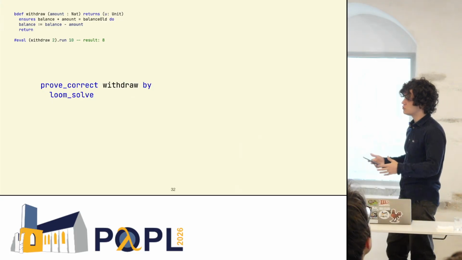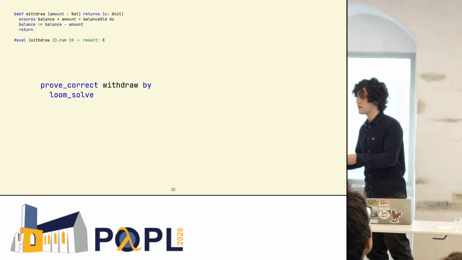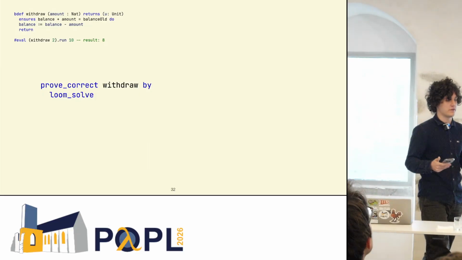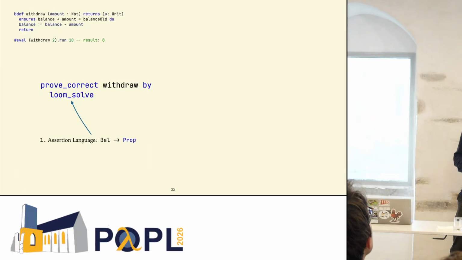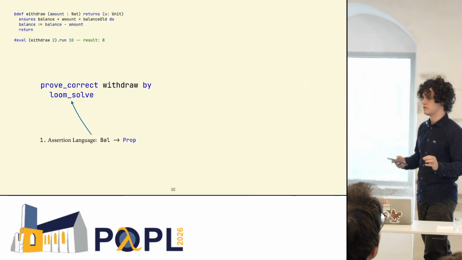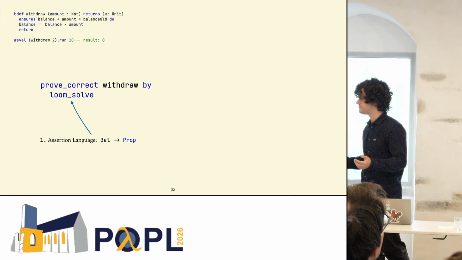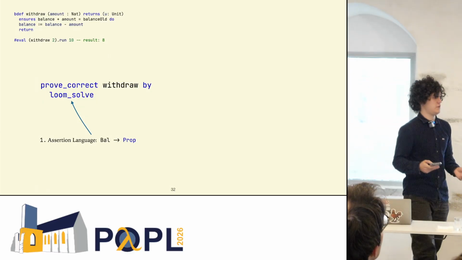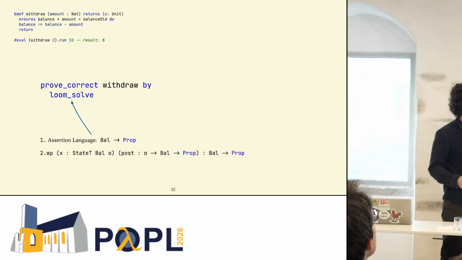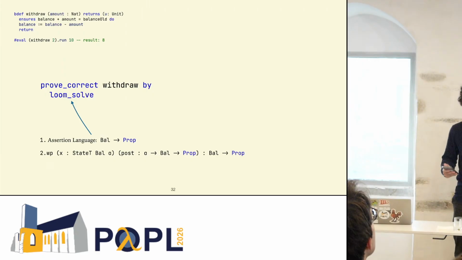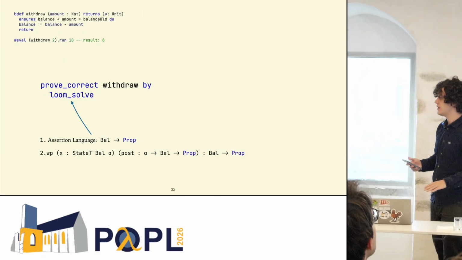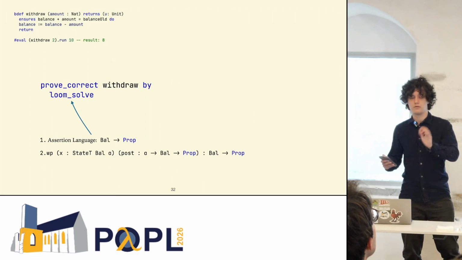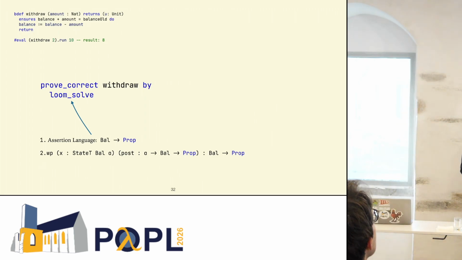So what do we need to do to enable this tooling from Loom as designers of the verification framework? Well, we have to do two things. First, we have to fix the assertion language. In this case, just predicates on the balance. And second, we of course have to define the weakest precondition calculus. Nothing too surprising. Of course, we'll have to prove some properties about our weakest precondition calculus. But for now, let's forget about it, and I will show those properties a bit later.